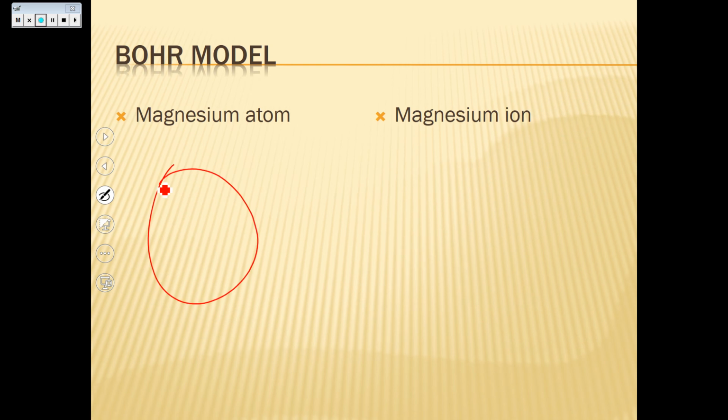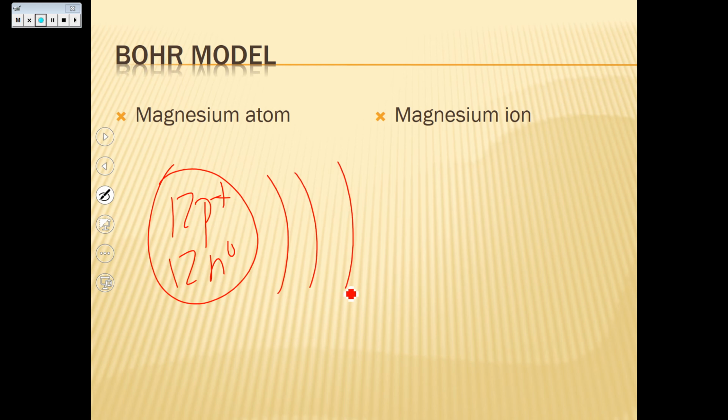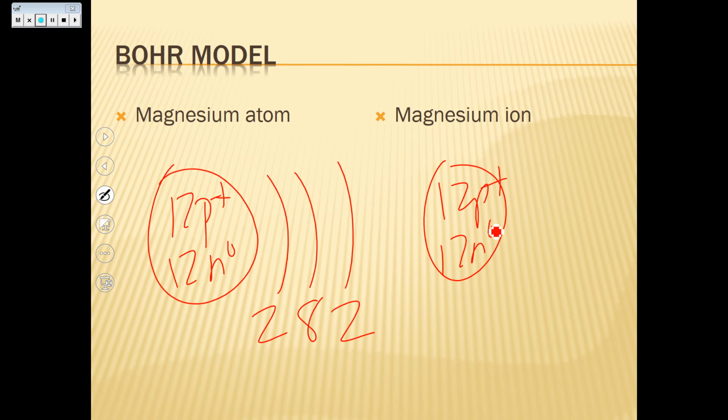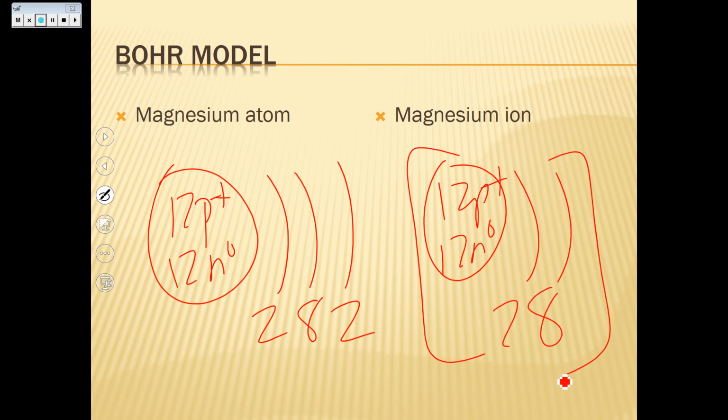Magnesium. So magnesium, we have 12 protons and 12 neutrons. It has 1, 2, 3 rings. It's in group 2. So this is 2, 8, and 2. The ion, 12 protons, 12 neutrons, and it loses that 3rd ring and then takes on a positive 2 charge.